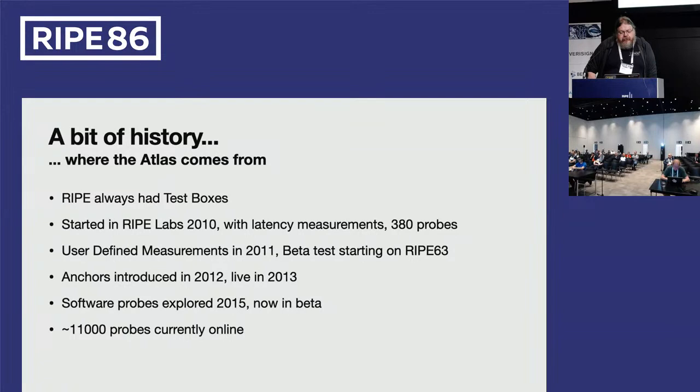Software probes were explored in 2015. I've seen something about them now getting traction to go into beta. And at the moment, there are around 11,000 probes currently online, so online running and reporting and doing measurements, which is quite a feat when you start with like 380 probes 13 years ago.